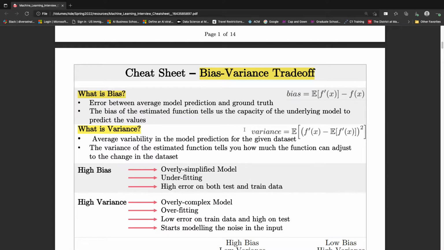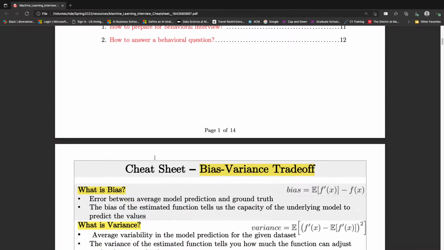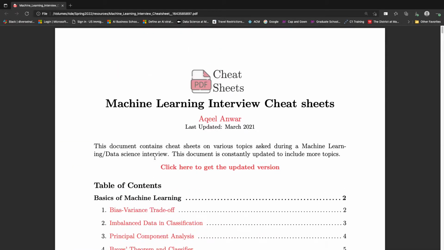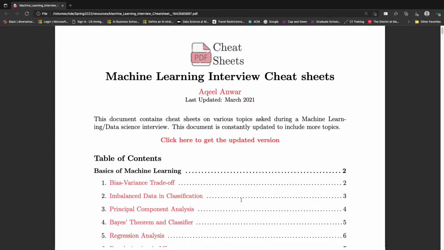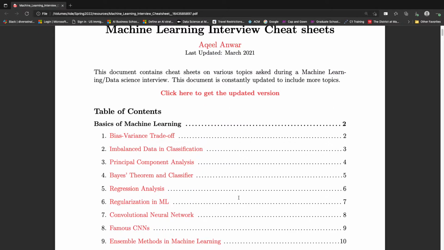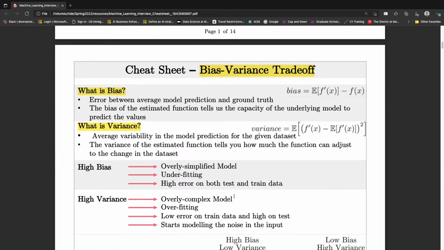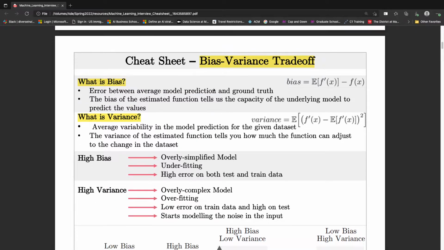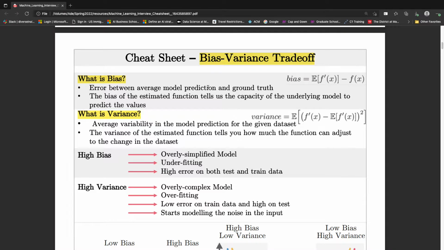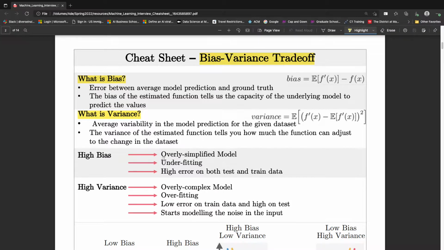To my channel. I came across this cheat sheet on machine learning interviews, and I want to use my own interview experience to explain the concept of bias and variance. The interviewer asked me what's the difference between bias and variance. More often, what I am used to is the terms underfitting and overfitting.